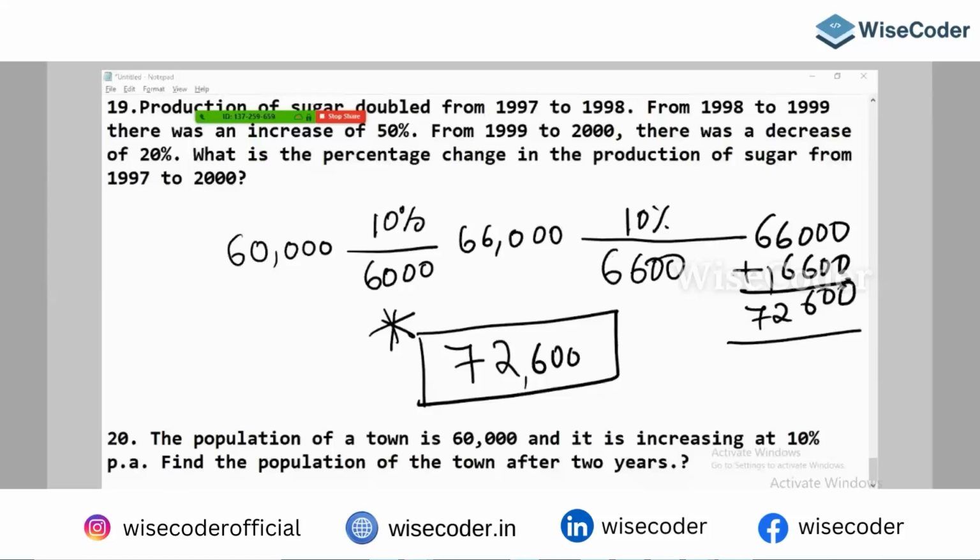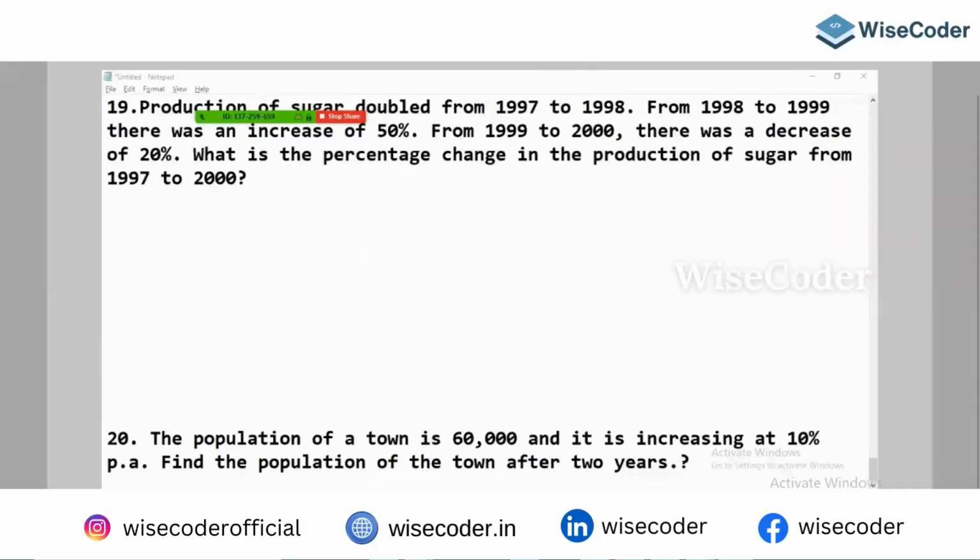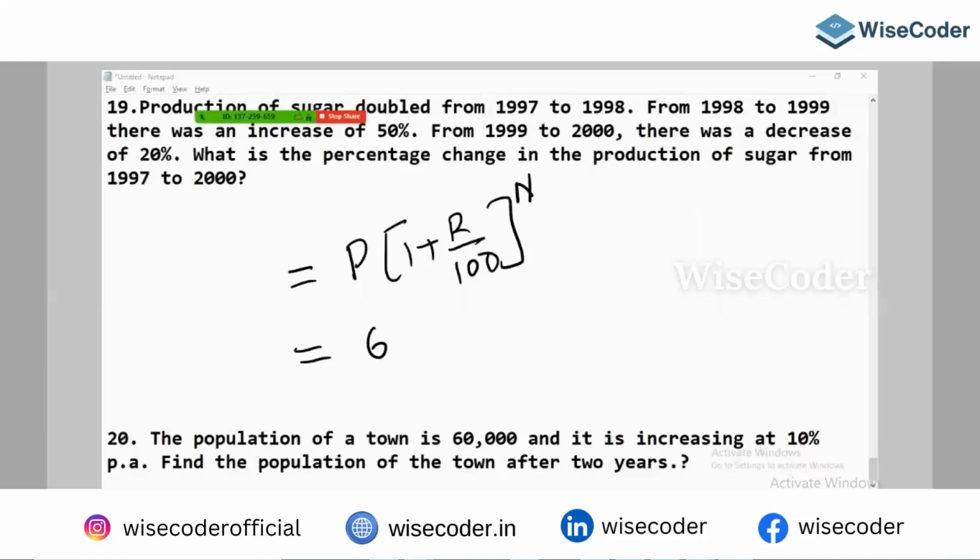What is the other way to calculate this? With the formula. Whenever population questions come, the formula is the easiest way. Population into 1 plus rate of interest by 100, to the power n, where n is the number of years. The population is 60,000 into 1 plus the rate, 10 by 100.